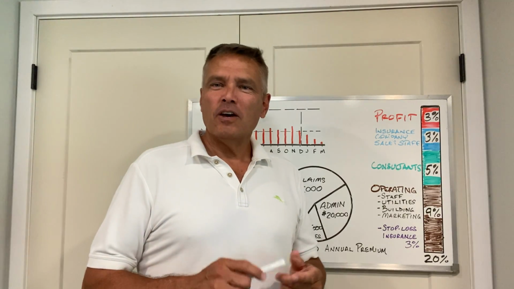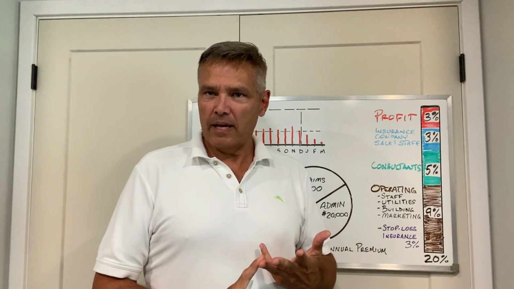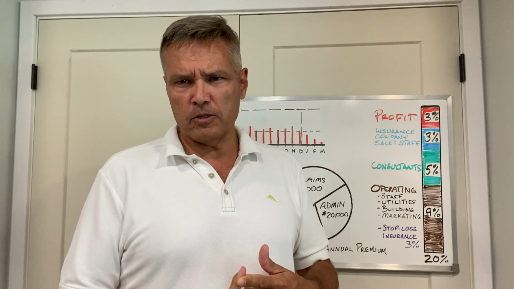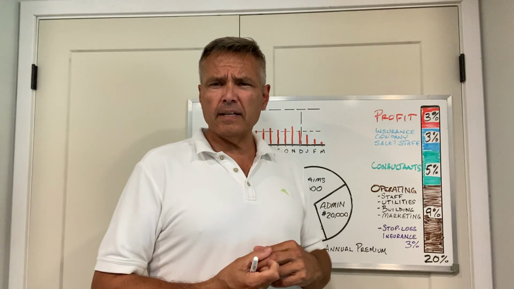If you remember from our last video, we broke down the three separate components of a group health insurance contract. The largest section is claims. The next largest section would be administration costs, and then the final and smallest section would be the reserves. Today we're going to talk about the administration costs and explain the different components or sections of that.